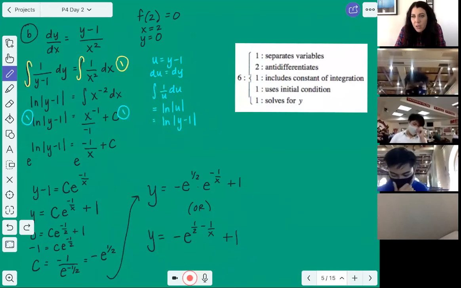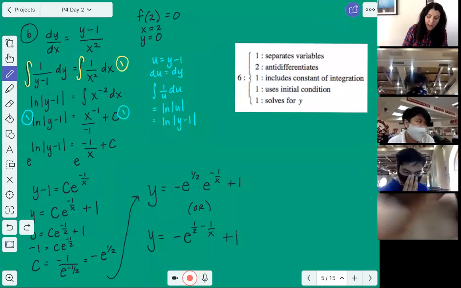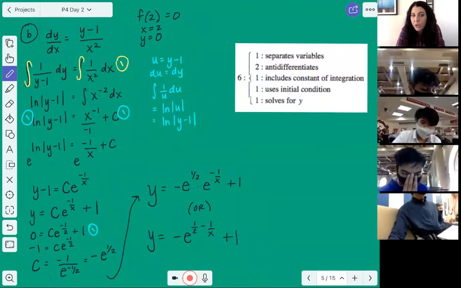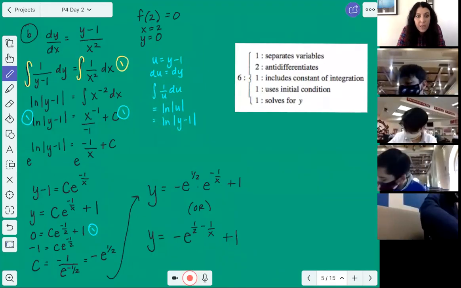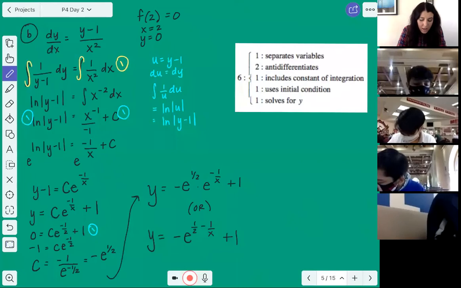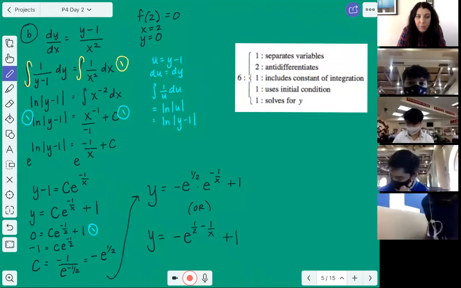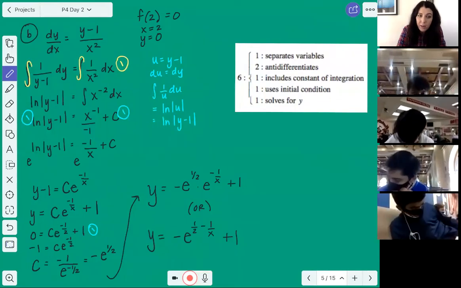From here, some students find it really challenging to solve for c. So we're plugging in our initial condition. That's our next step. So I plugged in a 0 for y and a 2 for x. We get 1 point for plugging in our initial condition, and then 1 point for solving for c. To solve for c, I subtract 1, and I have negative 1 equals c e to the negative 1/2. To solve for c, all you're going to do is divide by e to the negative 1/2.